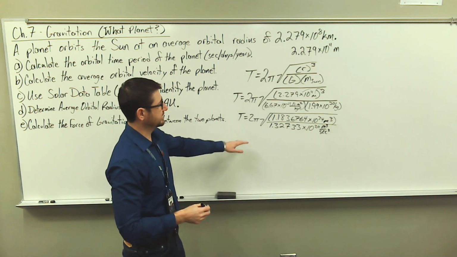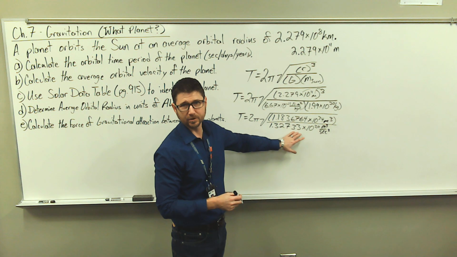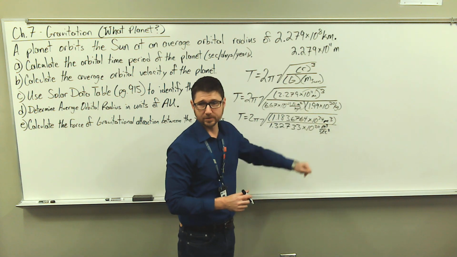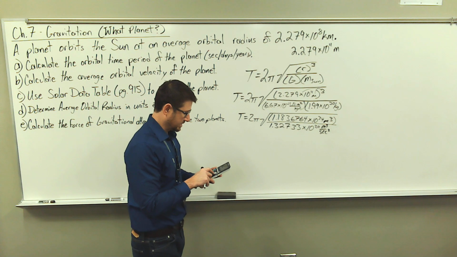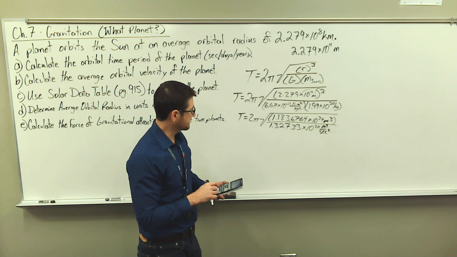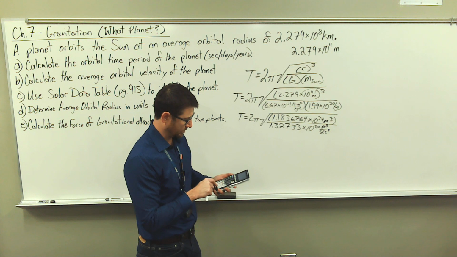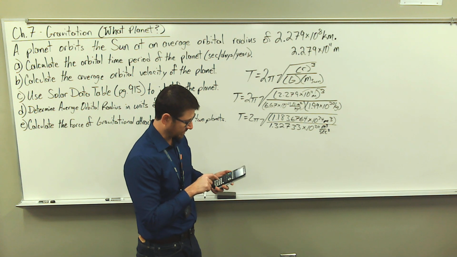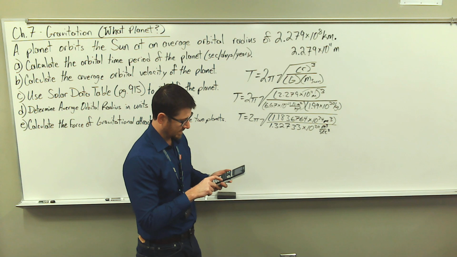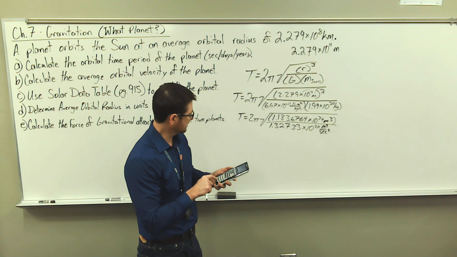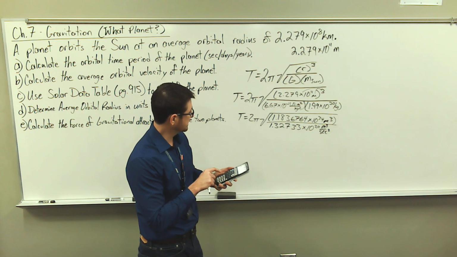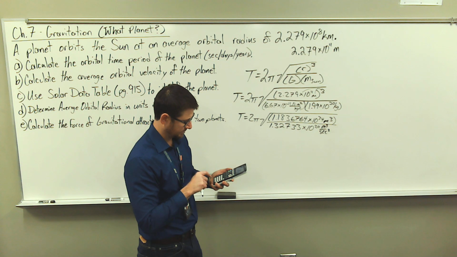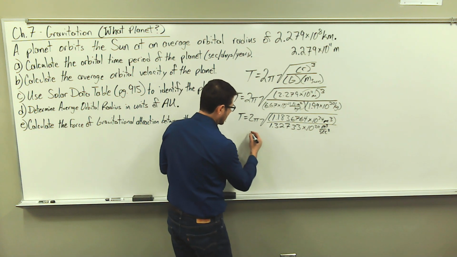All right, so what we need to do next is let's go ahead and take care of the numerical value. Then we'll take a look at the unit value. So let's go ahead and type this value in our numerator, 1.1836764 times 10 to the 34th. And we're going to divide it by 1.32733 times 10 to the 20th power. And that's going to give me the square root.